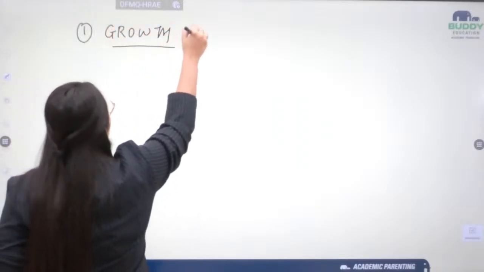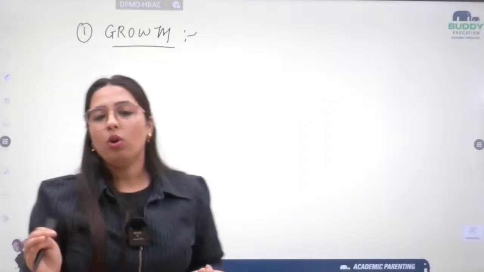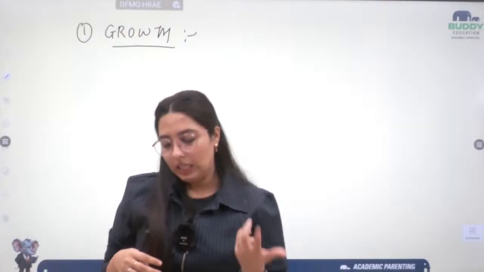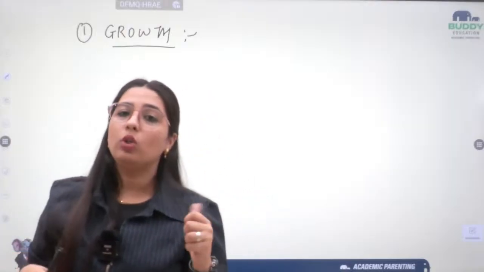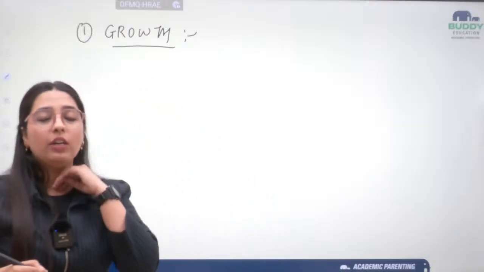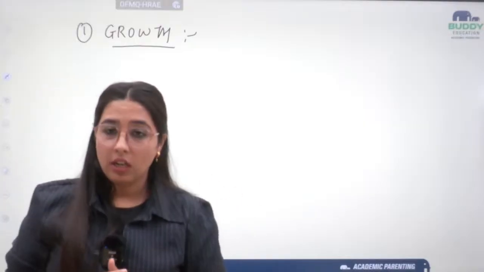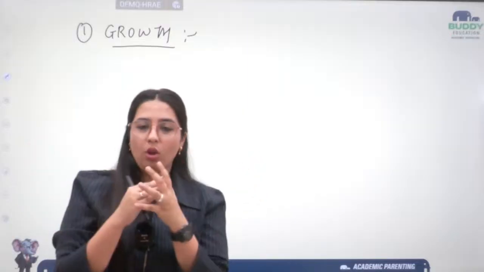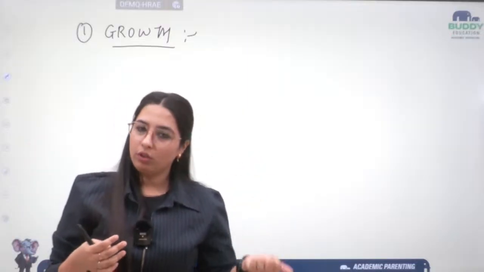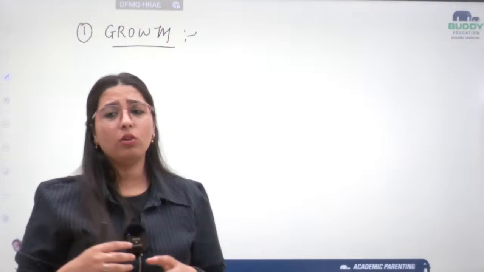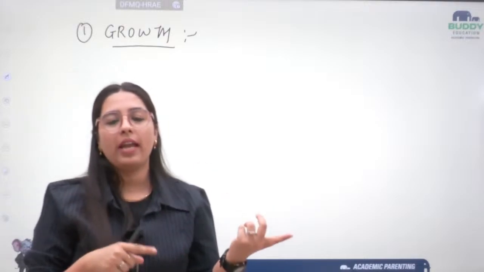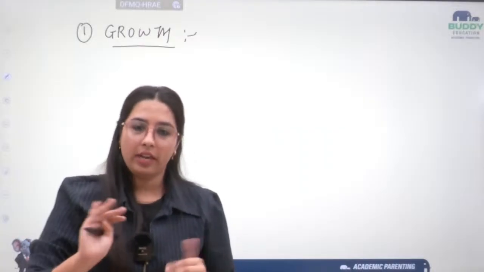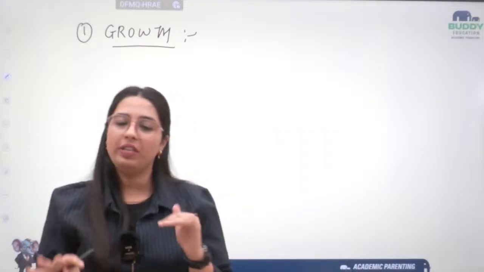Okay, if I talk about growth, we all know what growth is. Growth can be an increase in mass and an increase in height. So basically growth is a twin feature: increase in mass and increase in height. Lengthwise and also bulky. So if I talk about growth, it can be seen in living organisms as well as in non-living things. In living organisms, we can see both internal growth and external growth.